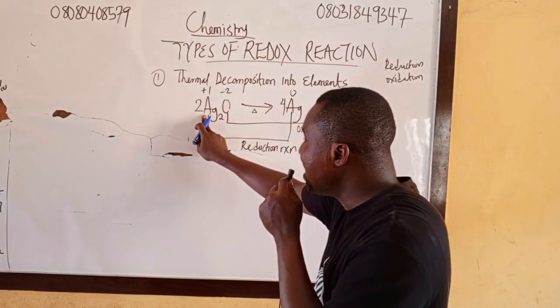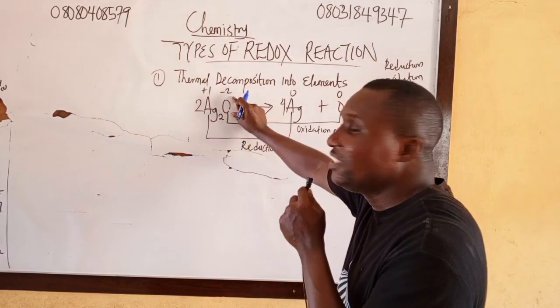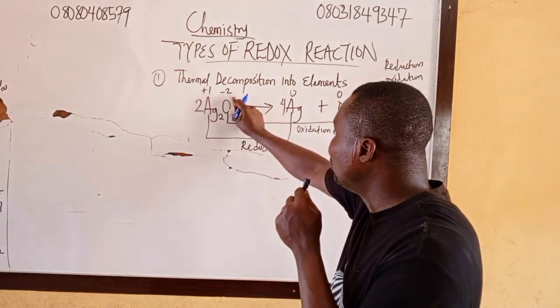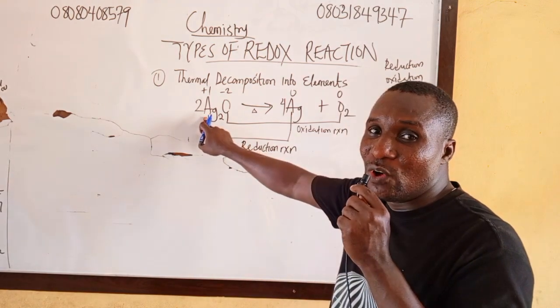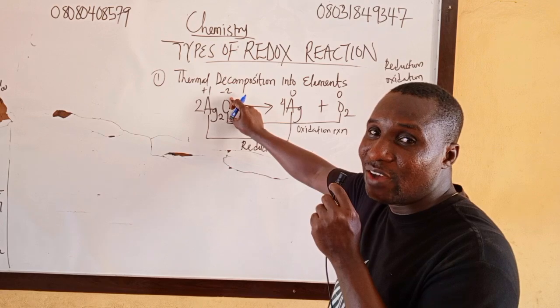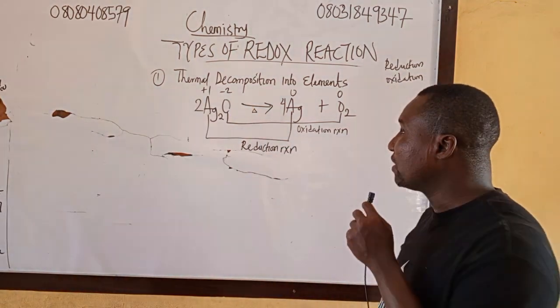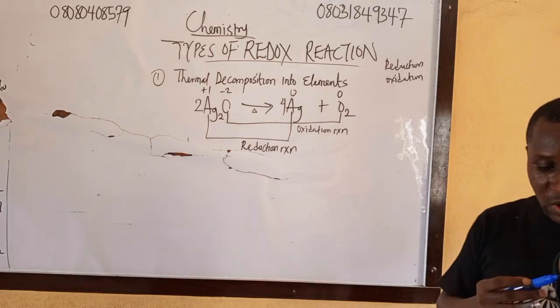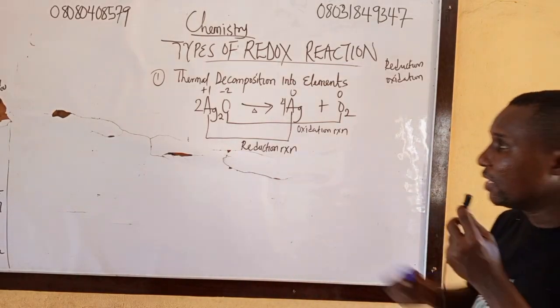That means silver here is what? Oxidizing agent. Oxygen here is what? Reducing agent. Silver in this compound is acting as oxidizing agent. Oxygen in this compound is acting as reducing agent. Take note of that. This is an example of redox reaction, that thermal decomposition into element.